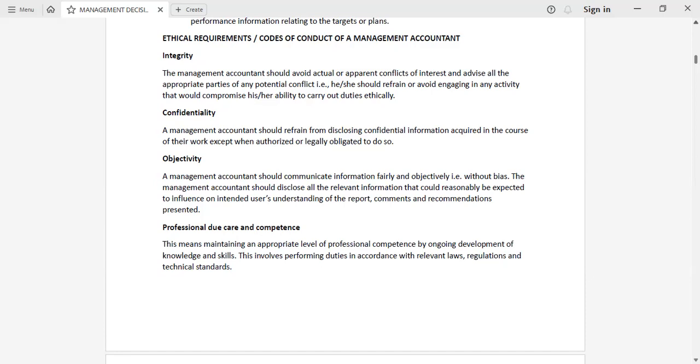That's what we call integrity. Because we are seeing that it's normally more with honesty. You be honest to yourself and to the people where you're executing your duties from.